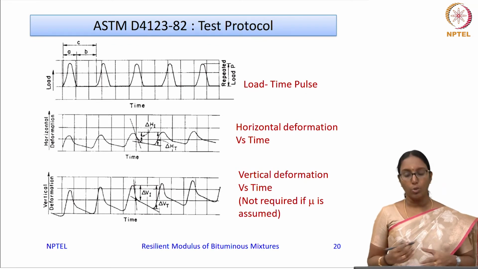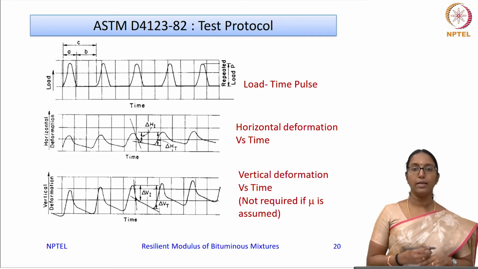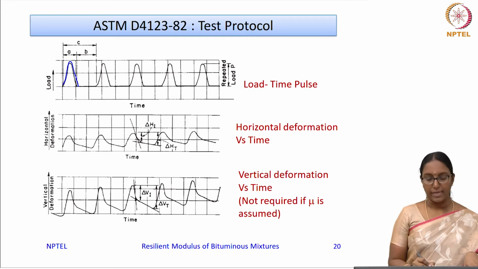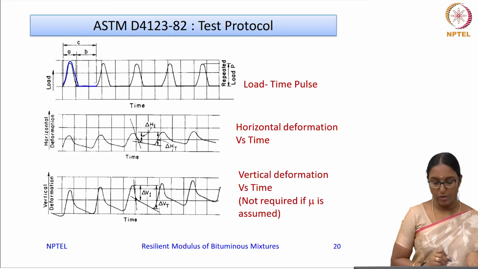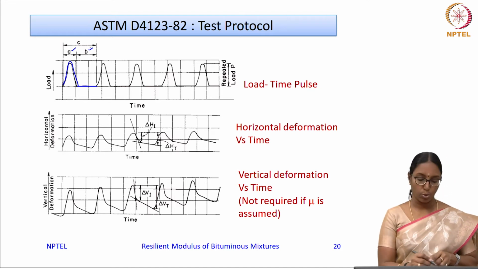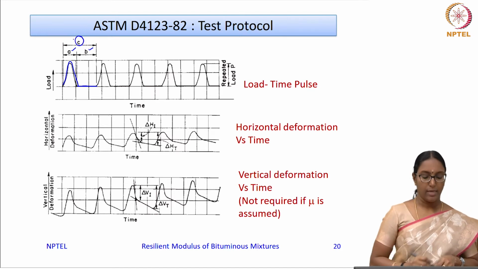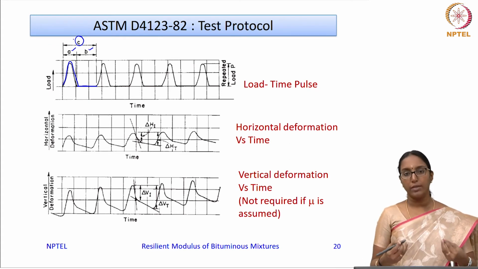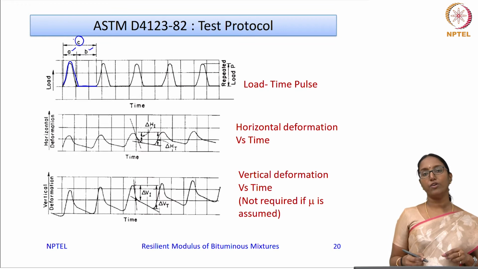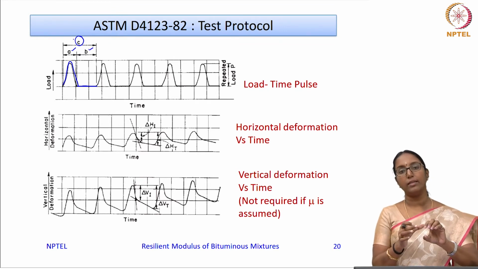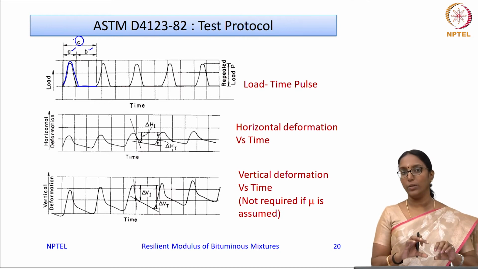So, this is how the loading is done. The first figure shows the load time pulse. You can see that there is loading in a Haversine fashion, and then you give a rest period. A is the loading time, B is the rest period, and C is the total cycle time. Such repeated load cycles will be given and you will capture the corresponding deformation. The deformations will be measured on the cylindrical specimen, in the horizontal direction as well as in the vertical direction.